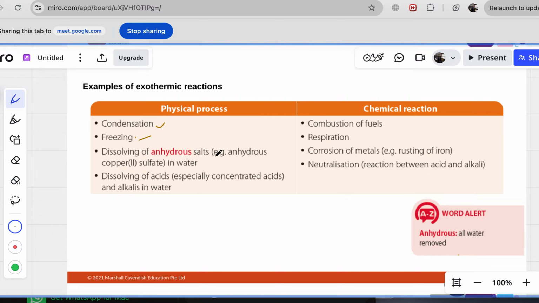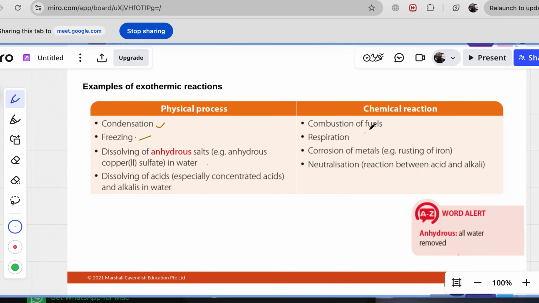Dissolving anhydrous salt, anhydrous copper 2 sulfate in water. When you dissolve anhydrous salt in water, it is also an exothermic reaction. Then dissolving acid in water, and alkali in water. When you dissolve acid and alkali in water, it is an exothermic reaction. Exothermic reaction.